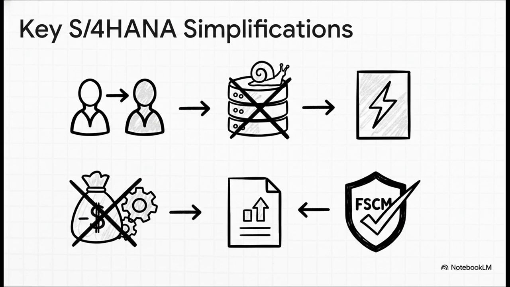The idea of separate customer and vendor files, gone. It's all unified under one business partner now. Those giant, clunky old status tables that slowed everything down, eliminated for a huge speed boost. And like we just talked about, that powerful FSCM credit management system, yep, it's now mandatory.